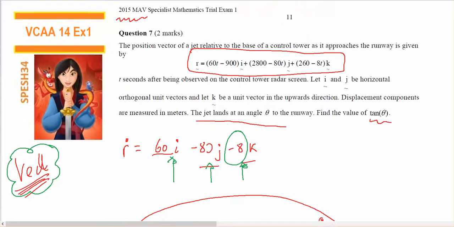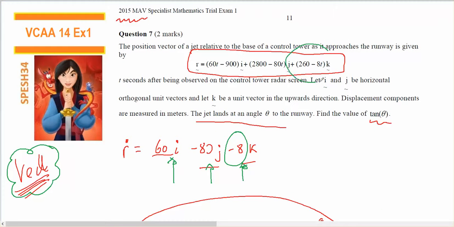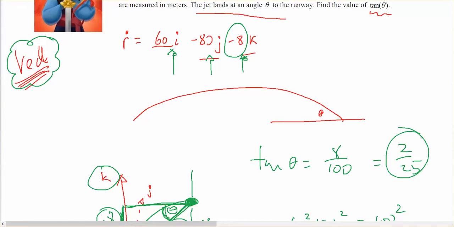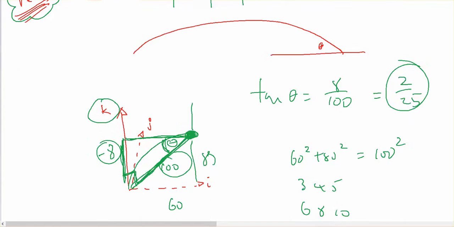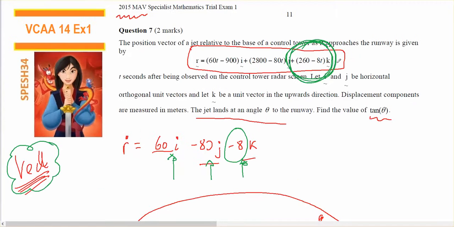If I was asked what time it landed, I know that it would land when the K component is equal to 0, because it means that the vertical component, the up and down component, is 0. So I know that at 260 on 8 is going to be the time that it lands.